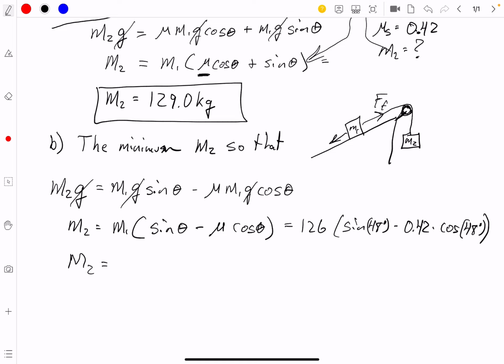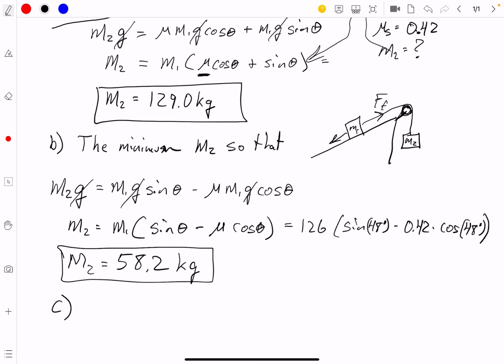What is that number? We are hitting that number. That is 58.2. 58.2 kilograms in my scenario. So that's B. Now we can go to C.